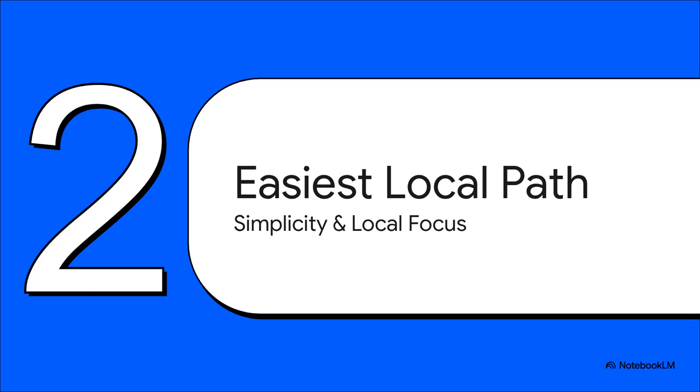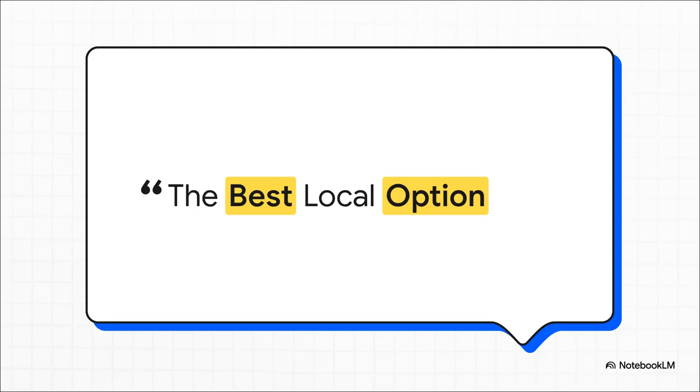Right. Let's start with the path of least resistance. We'll call this the easiest local path. This is for all of you out there who are just thinking, look, just show me the most straightforward way I can start selling my stuff in South Africa, like right now. And on this, our sources are pretty clear. The name that gets called out again and again is Acalytica, often labeled as the best local option. So what is it about this platform that makes it the go-to choice for creators who just want to keep things simple and focused on the local market?